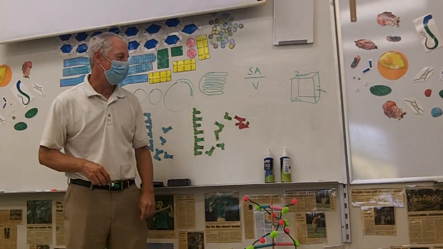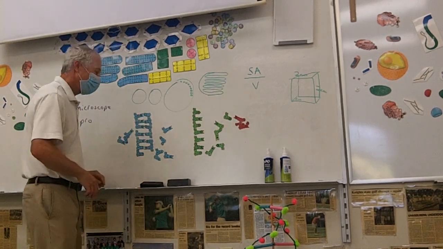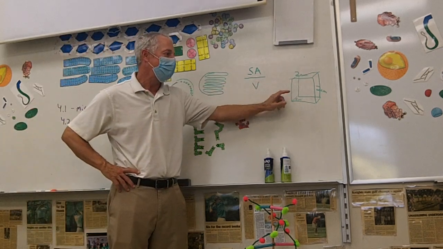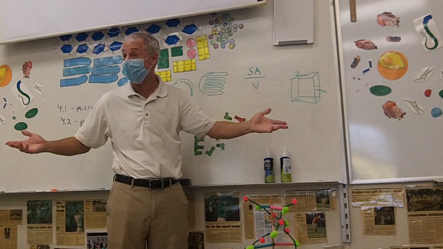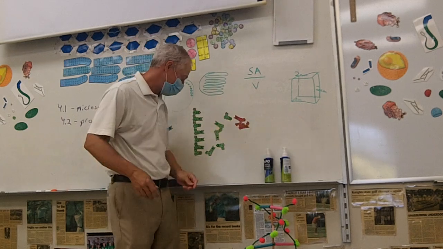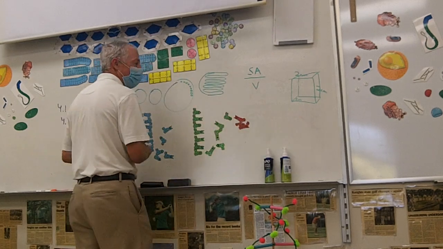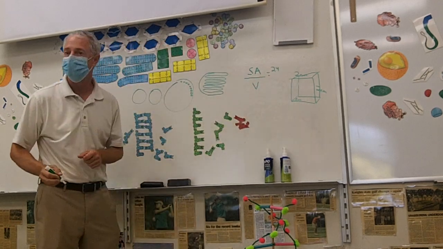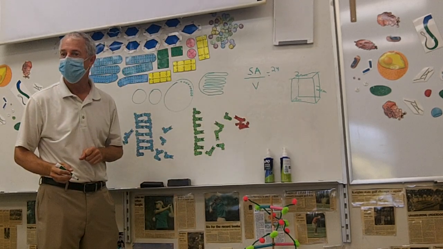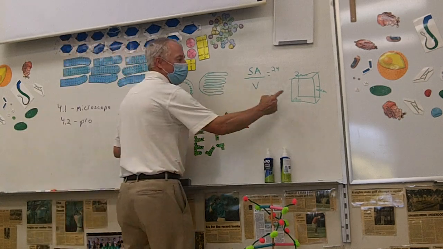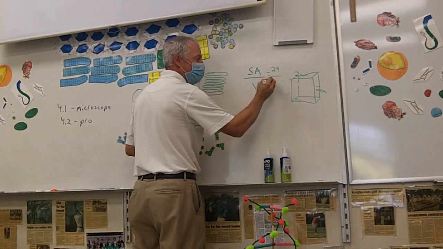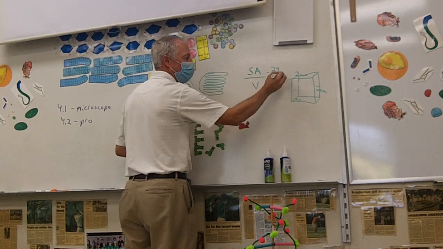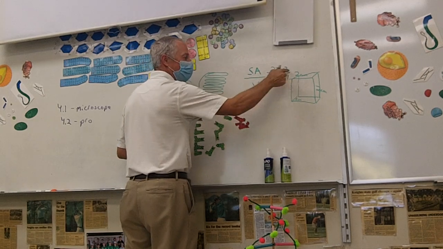What's the surface area? 6 times 2 squared. There's 6 sides. So it's 2 times 2 times 6, so 24. What's the volume? 2 times 2 times 2, it's 8. So the surface area to volume ratio for that cell is 24 to 8, which reduces to 3 to 1.